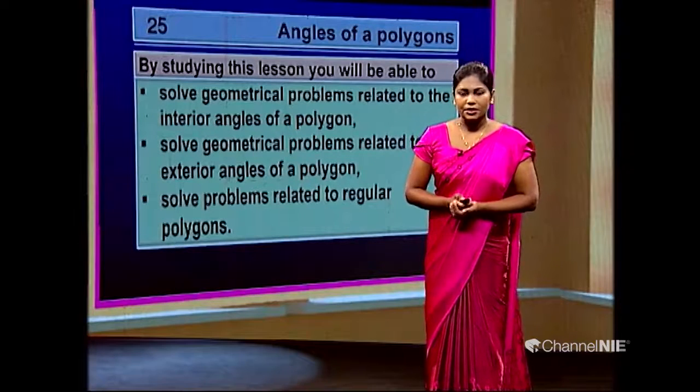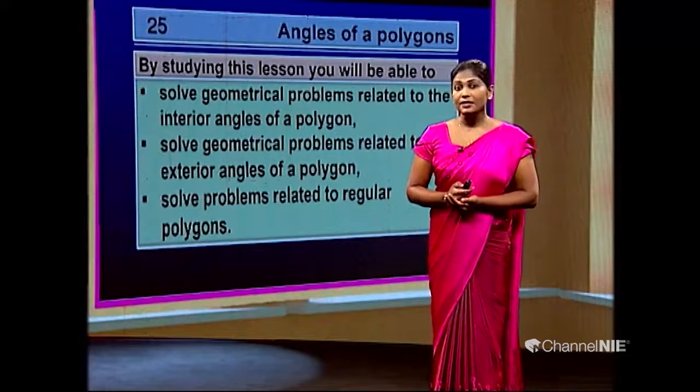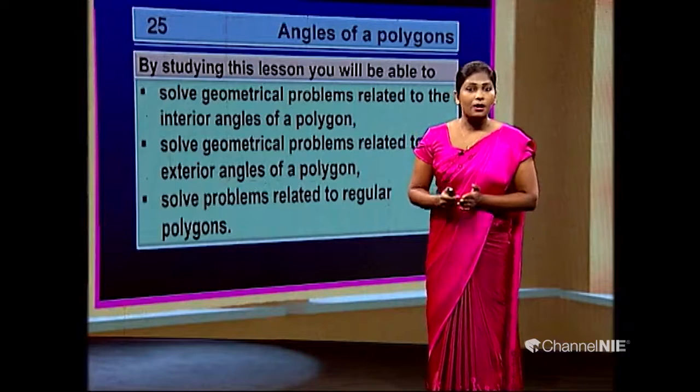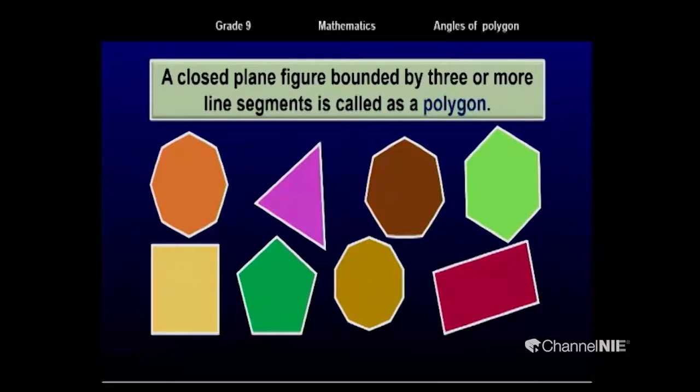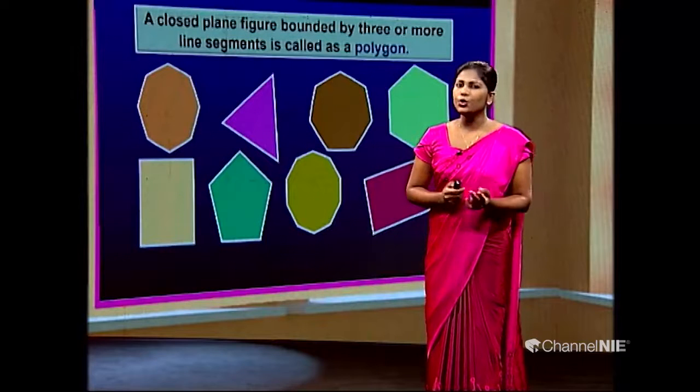What is a polygon? Do you know the meaning of that? Yes, in grade 7 and 8 you learned about that. A polygon is a closed plane figure bounded by 3 or more line segments. So we can define it like this: a closed plane figure bounded by 3 or more line segments is called a polygon. We can separate polygons into two types.